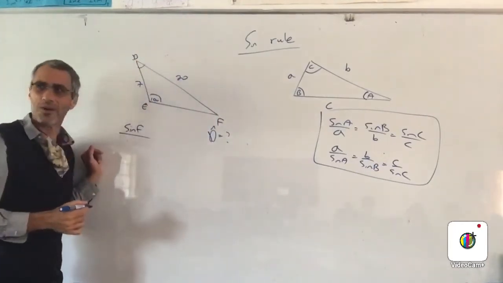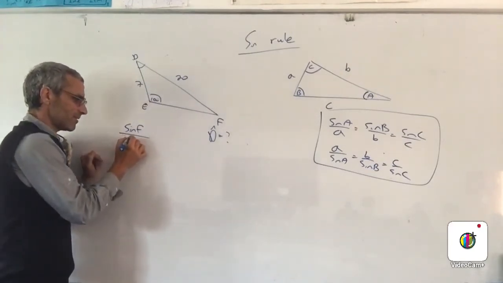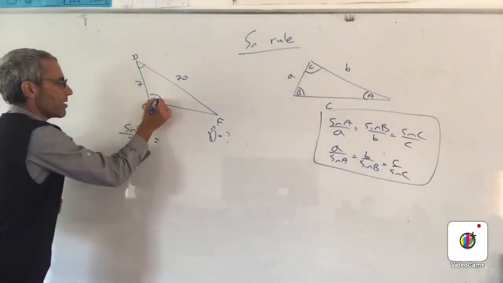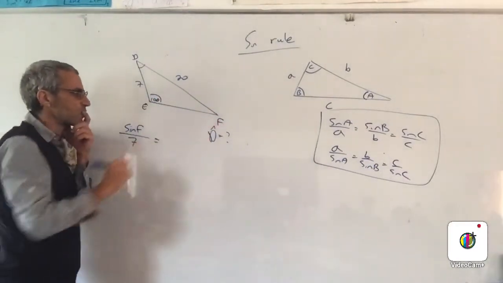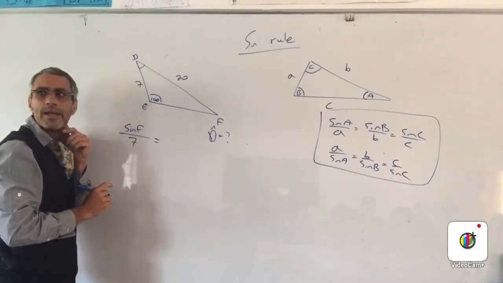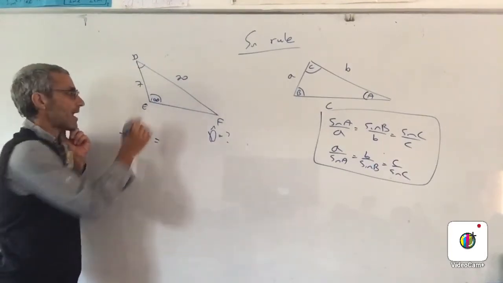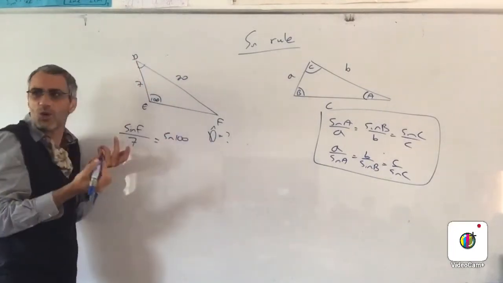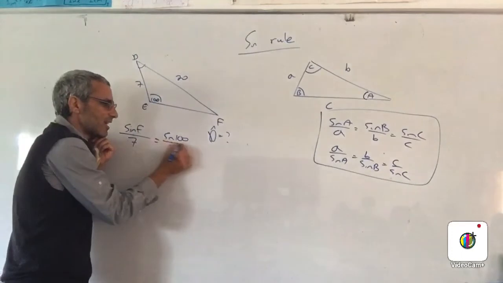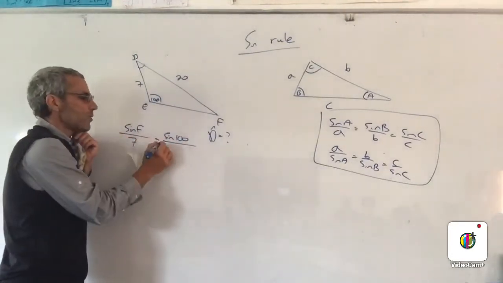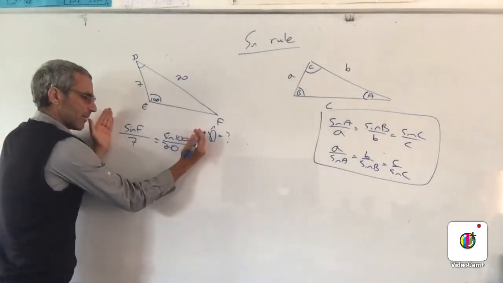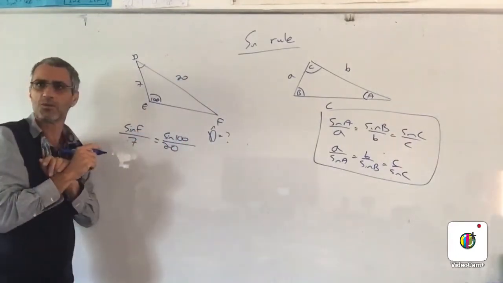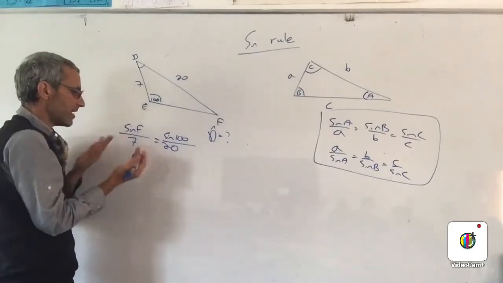But DE, I know what it is. What is it? 7. And that must be equal to what? What can I use in the sine rule? Sine 100, because I know the 100. There's no point in saying sine D, because I don't know what sine D is. But 100 I know. So it's sine 100 divided by 20. You're always going to set up an equation where one is unknown and the other three must be known. Now that's dead easy to find.